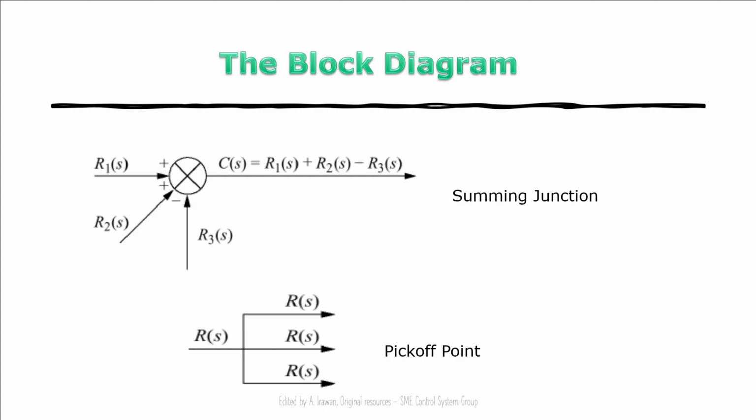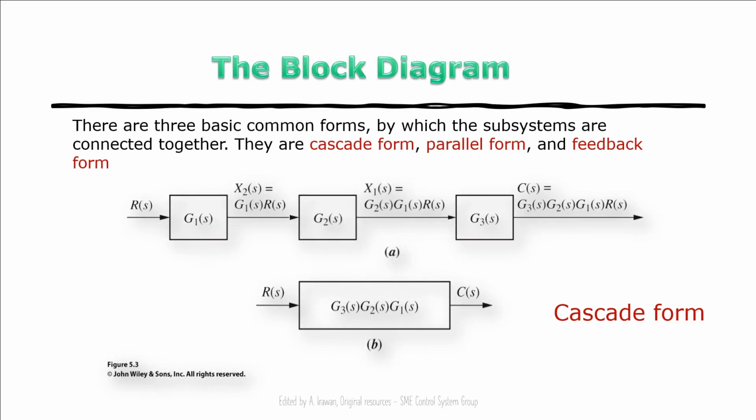This is almost similar to electrical circuits, because electrical circuits have a node, the node splitter, or the summing node for the current. So the block diagram also has a summing junction, a summing point, and the pick-off point, the splitting point.